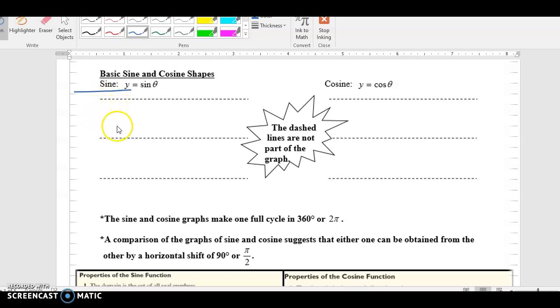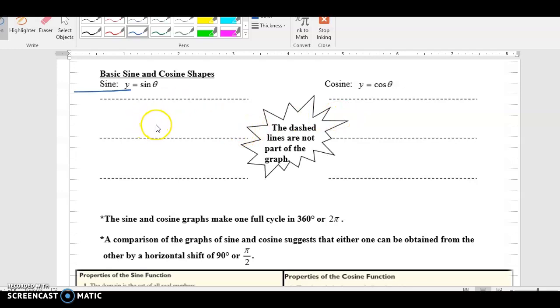Hello students, today we are going to learn graphs of trigonometric ratios, specifically sine and cosine. This is from the notes packet that you have been given. So I'm going to first start out with the sine curve and then we'll go to cosine, okay?